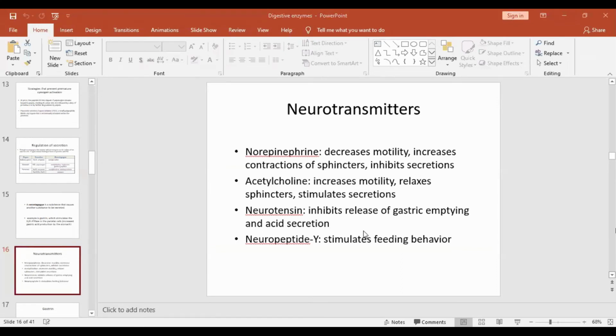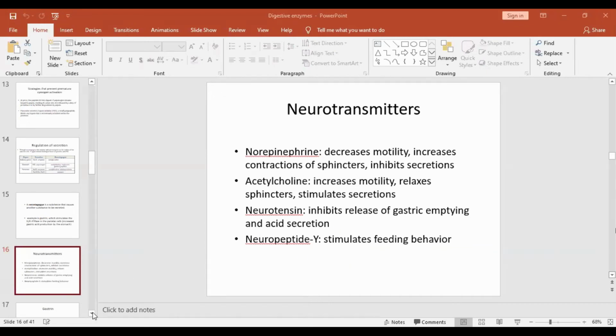Neurotensin inhibits the release of gastric emptying and acid secretion. Okay, so they are regulating: some are helping the secretion and some try to limit it by inhibiting. Neuropeptide Y, a neurotransmitter, stimulates feeding behavior. So hunger behavior, we can say hunger time, is determined by the neuropeptide, right? Since it's a stimulus, we can say.